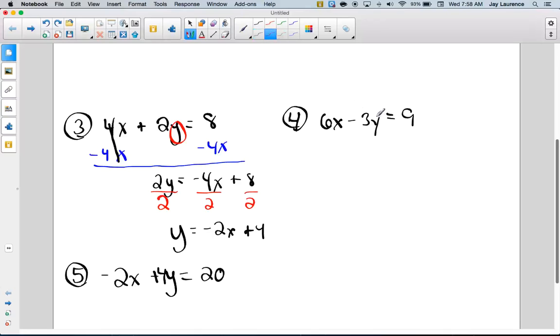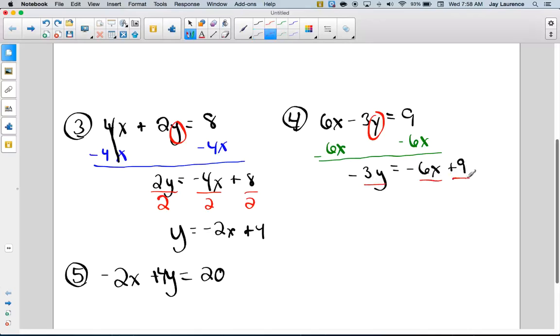Here come my solutions. Okay, and number 4, I'm going to circle that. First step will be to subtract 6x. See, I don't look here. I looked here. It's a positive 6. I need a minus 6. Subtract 6x. And then I'm going to get a negative 3y equals negative 6x plus 9. All right, now I'm going to divide.